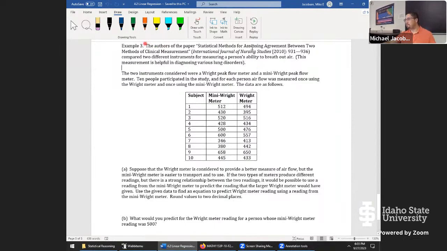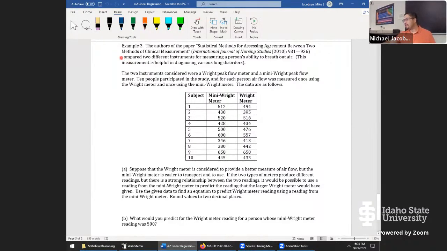So it starts off with a big chunk of words just telling us the context of this problem. It says the authors of the paper, statistical methods for assessing agreement between two methods of clinical measurement. So it looks like we're dealing with hospital type situations. This was in the International Journal of Nursing Studies in 2010. So these data are somewhat recent at least.